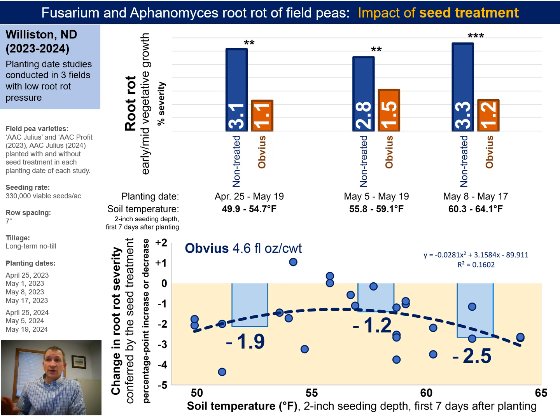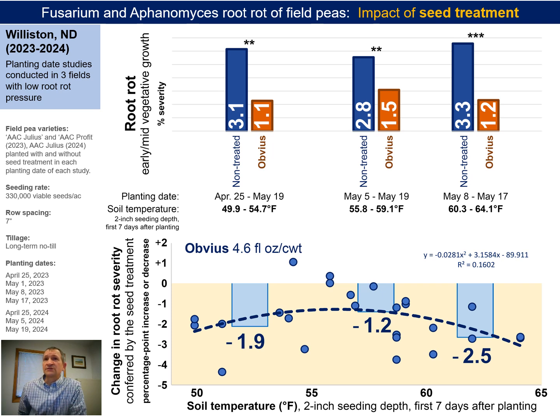Now, in 2023 and 2024, we finally did test the impact of fungicide seed treatment versus naked seed. Okay, in fields with very little Aphanomyces and Fusarium root rot pressure. And these are fields conducted under long-term no-till at the Williston Research Center. This is a drier site, okay, which certainly helps keep the root rot, the Aphanomyces pressure lower.